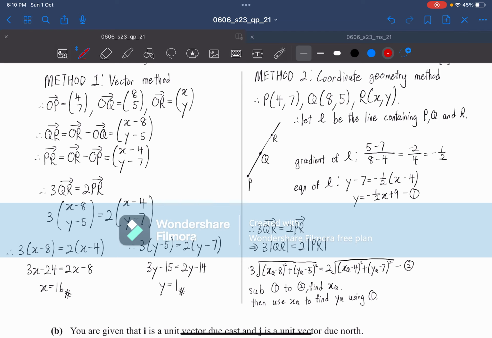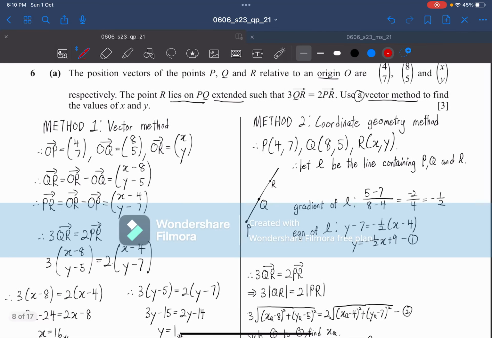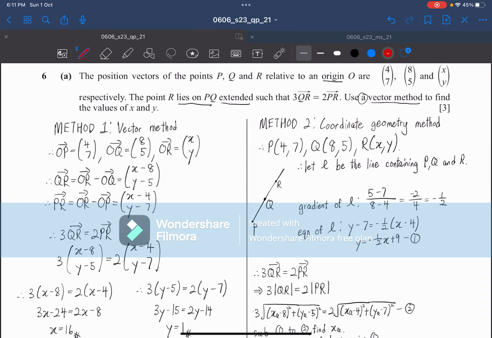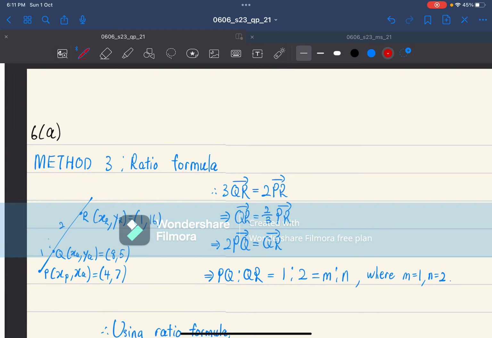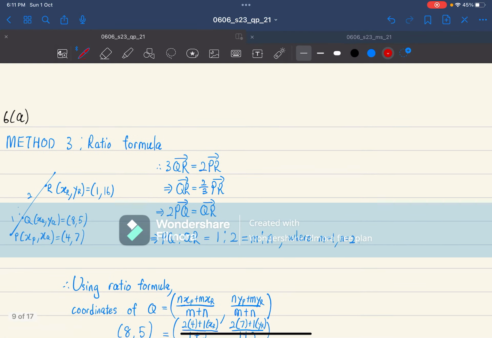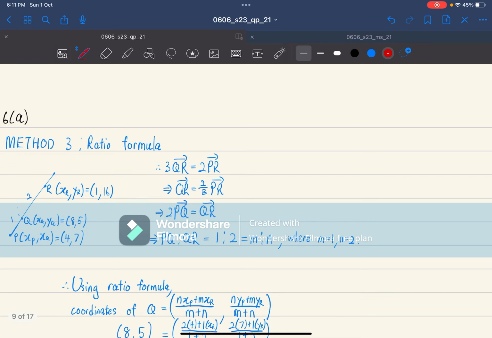What I would recommend you to use to solve this problem, or to perhaps check your answer, is method 3, which is the ratio formula. So this method is really useful. My personal preference, I love using this ratio formula to solve problems, especially for coordinate geometry. And I'll explain to you how to use it.